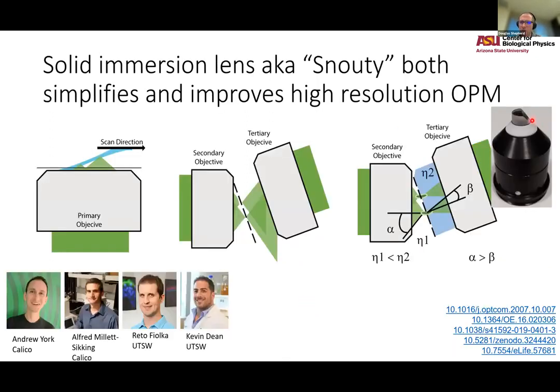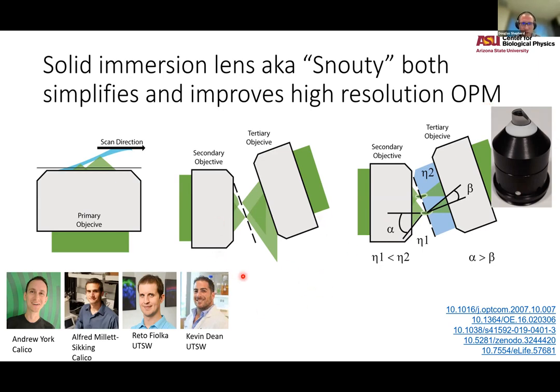And so people looked back at that old Zyngmundi paper and thought, okay, what we can do is something very similar. If we make an objective that has zero working distance and we cut it, we can exactly put that glass surface at the focal plane of that secondary objective. Then all the light that hits it will bend and go into the objective. And we can build a high numerical aperture remote focus system that acts as a light sheet. And so this objective's nickname is Snouty.